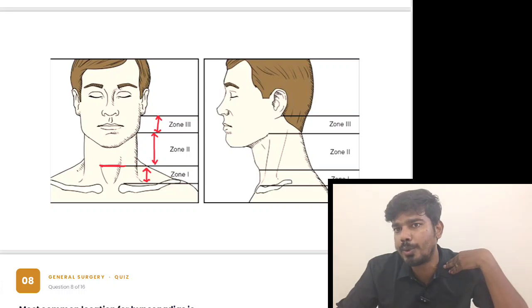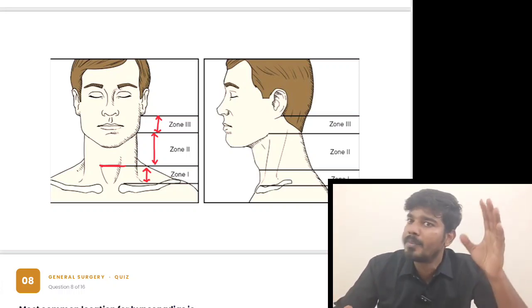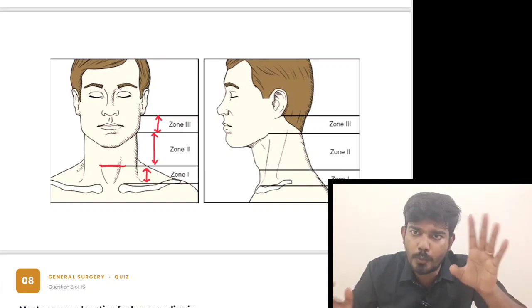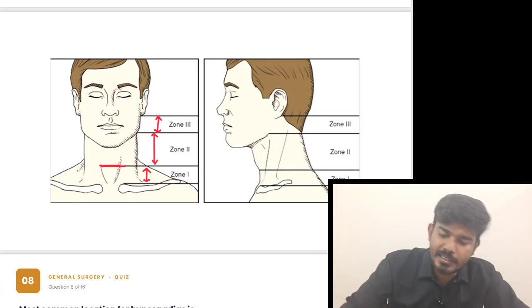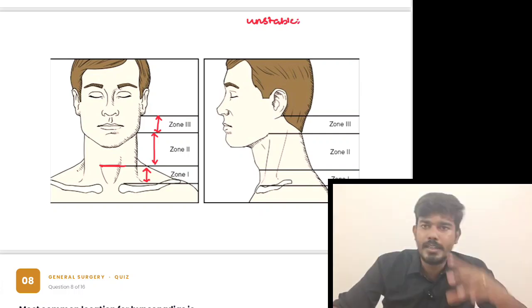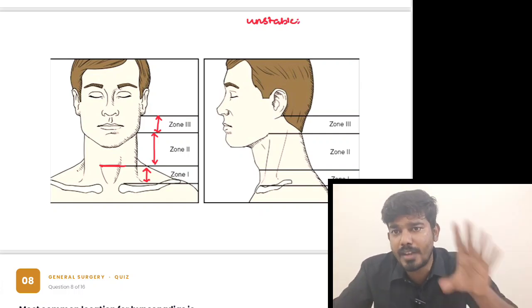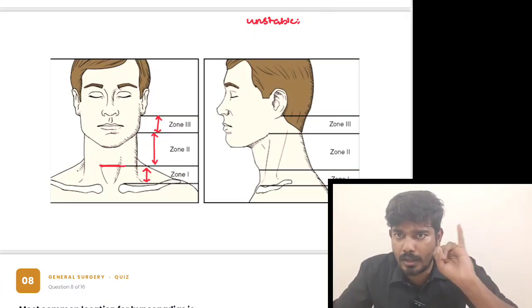Zone 3, zone 1 usually we are going to do surgery. If the patient is stable, it doesn't matter which zone, but if we are going for surgery, if the patient is number 1, unstable. So in a question, if the vitals are all unstable, we should not consider any zone in the neck; we are going to explore the neck. Number 1.